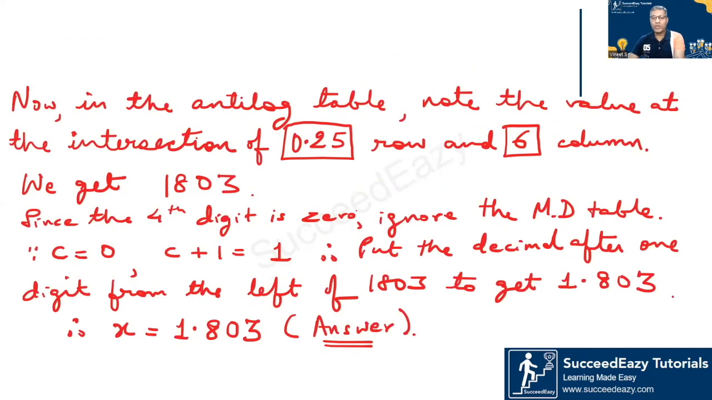So what do you get? For 0.25 and 6, you get 1803. Since the fourth digit is 0, you ignore the mean difference table, because there is no column which starts with 0 in the mean difference table. Up to here, are you clear?